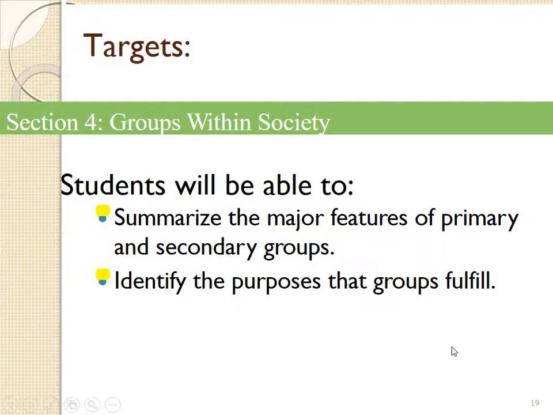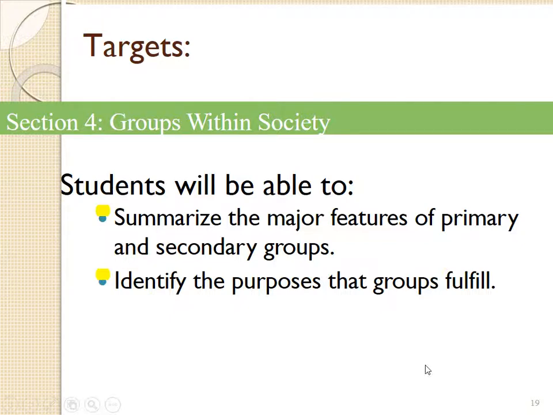All right, guys, let's talk about section 4 here. What we did was we skipped over section 3. It just talked about different types of societies in history, everything from pre-agricultural to agriculture and so on. So I'm not going to make you responsible for it. We're just going to move into section 4, which talks about groups within societies, keeping it more of a modern day kind of situation.